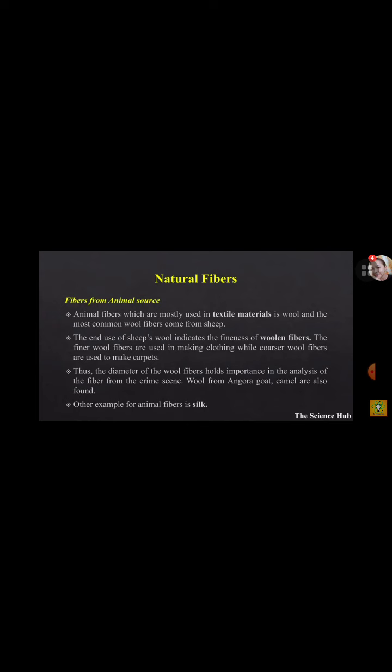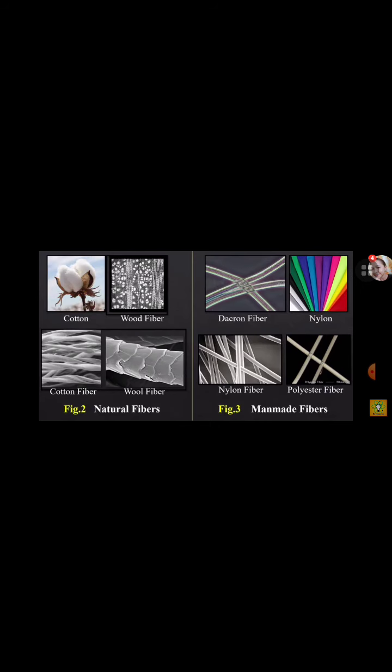Thus, the diameter of wool fibers holds importance in the analysis of the fiber from the crime scene. Wool from Angora goat and camel are also found. Another example of animal fibers is silk. Here you can see examples of different types of fibers, that is natural fibers and man-made fibers.